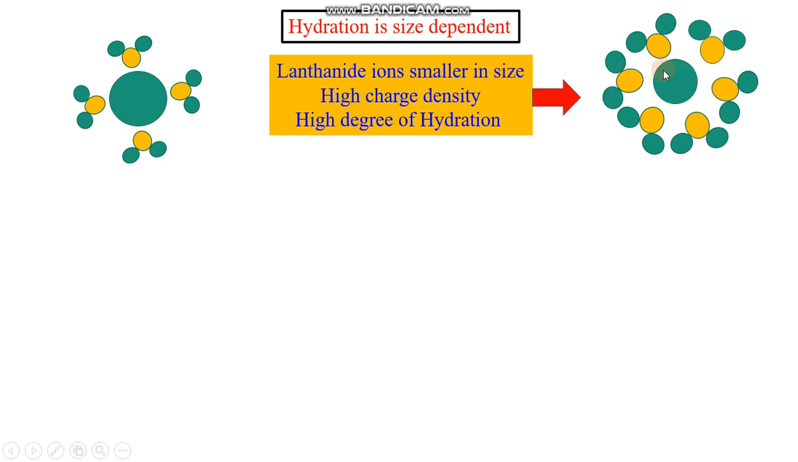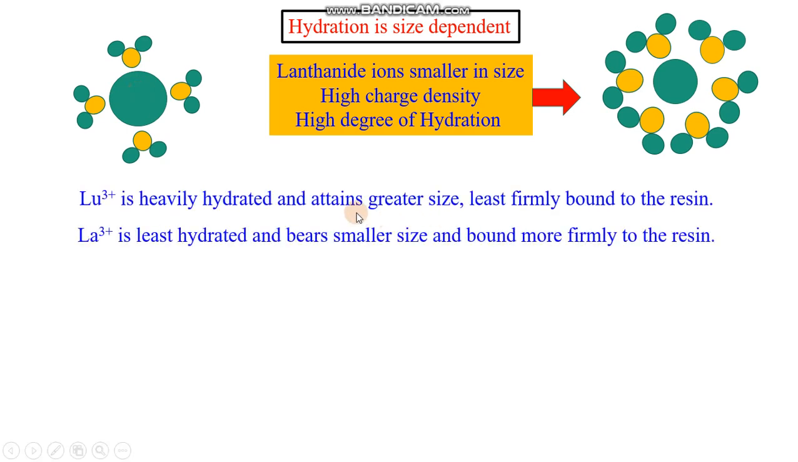A lanthanide ion smaller in size, like this one, has a high charge density, and this high charge density enables the ion to accommodate more water molecules. The degree of complexation is greater. On the other hand, the greater ion has less charge density, and this makes the ion bind to fewer water molecules. So this is the overall phenomenon: lutetium is heavily hydrated, the degree of hydration is more, and it attains greater size.